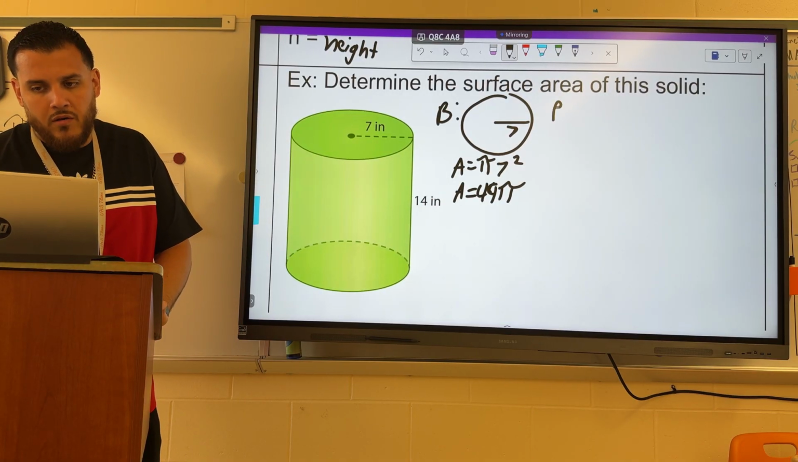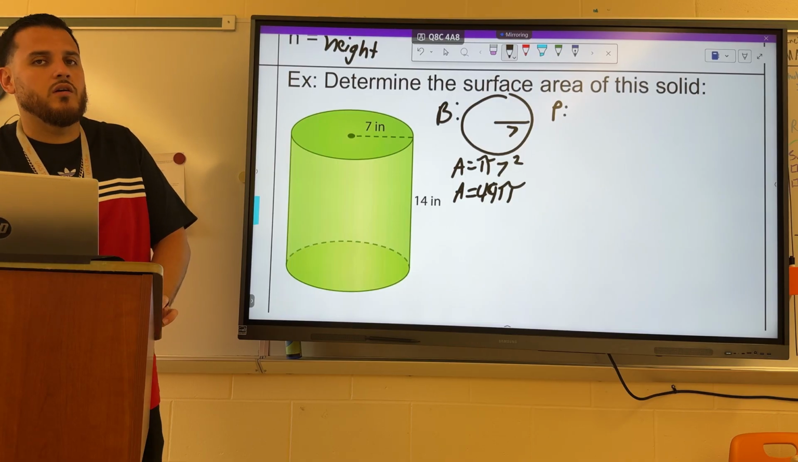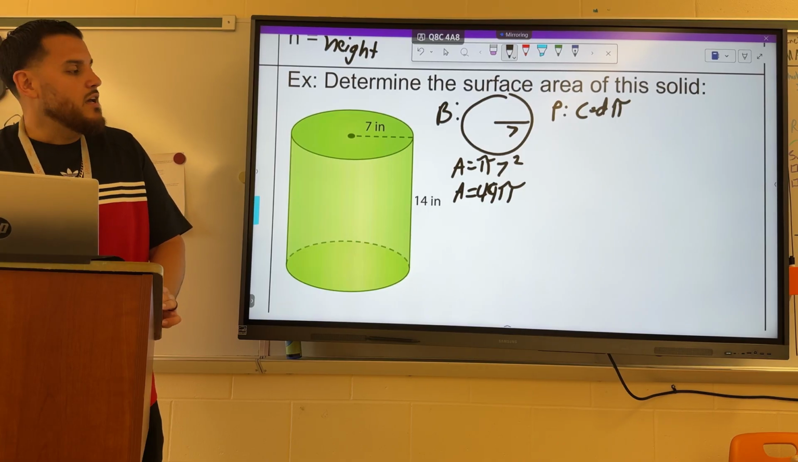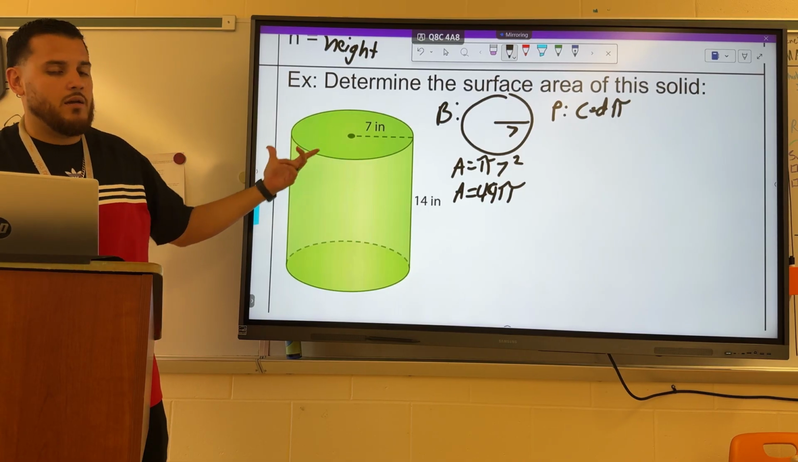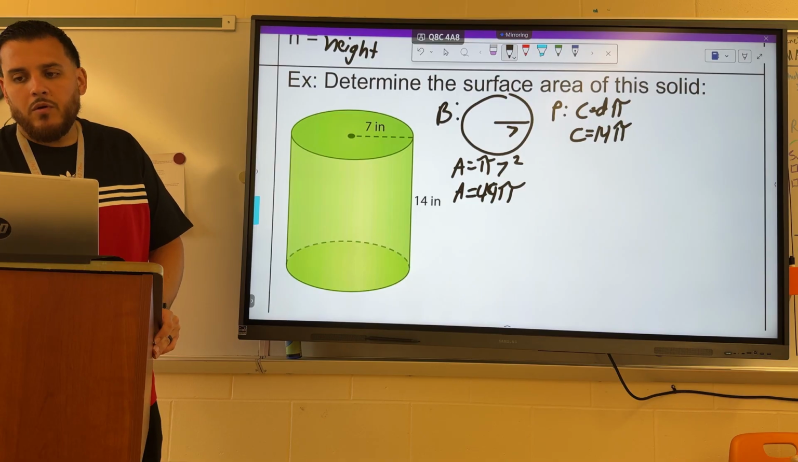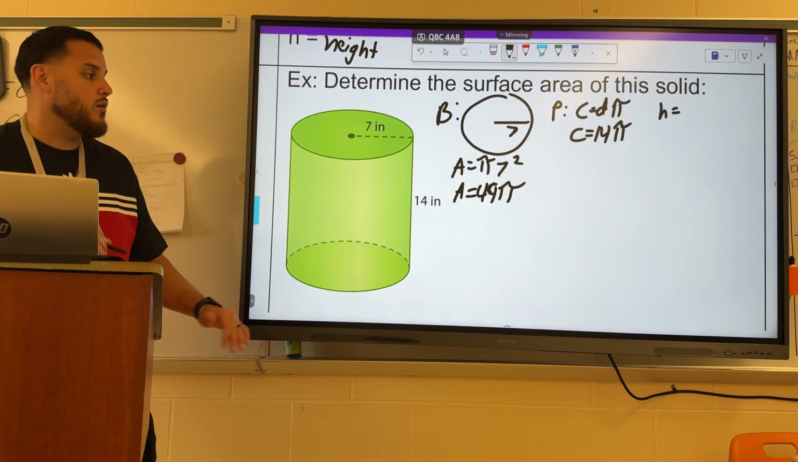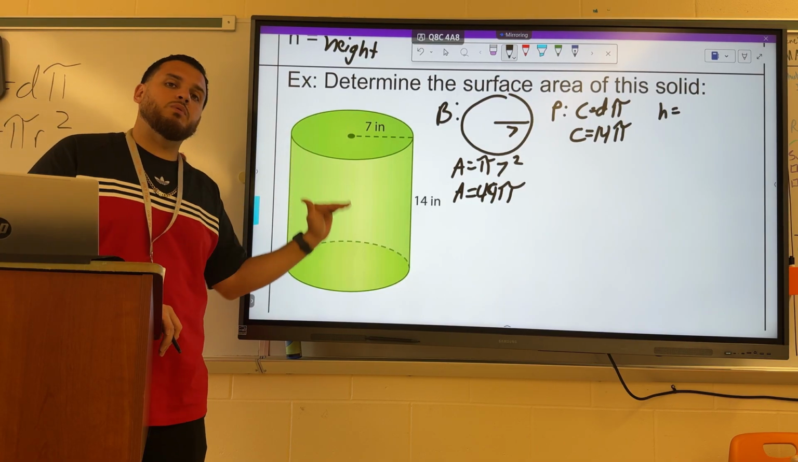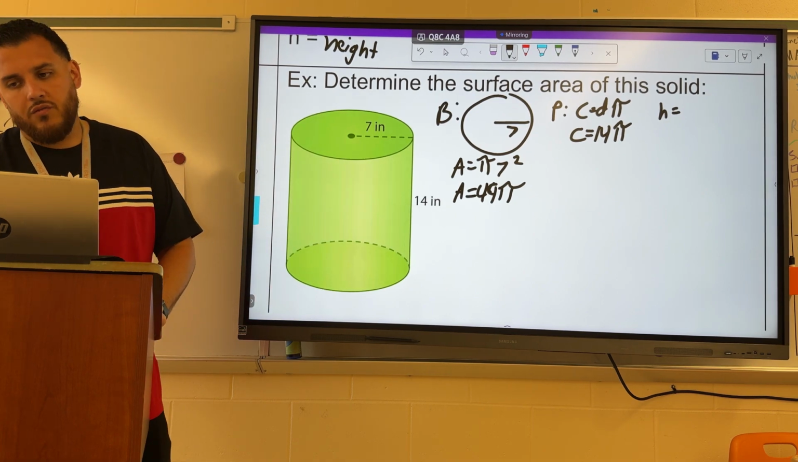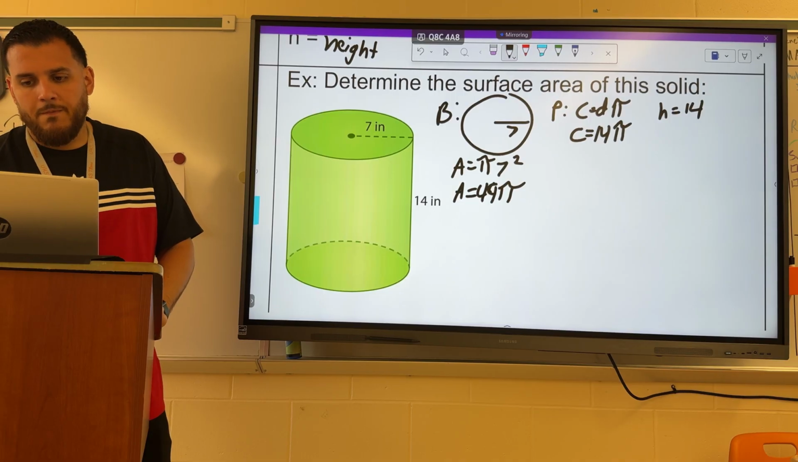We need to remember, of course, that the perimeter of a circle is known as the circumference. And circumference is found by doing diameter times pi. If my radius is 7, my diameter would be double, 14, and therefore my circumference would be 14 pi. And remember, your height is not always how tall it is, it's the distance between your circles for these cylinders. We have a height of 14 in this example, and we can now plug all this into our surface area formula.